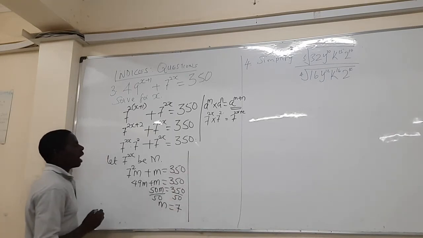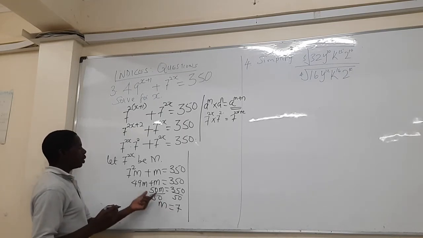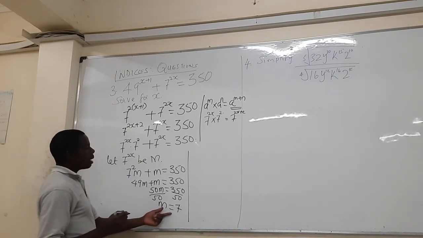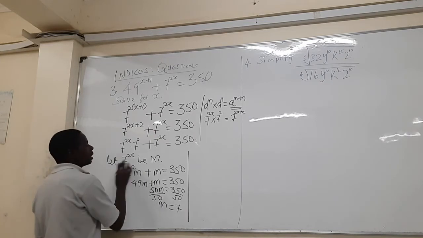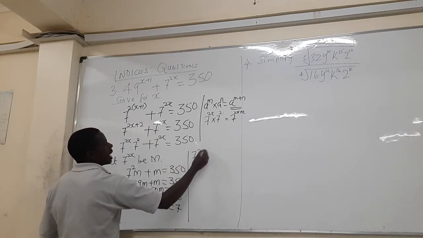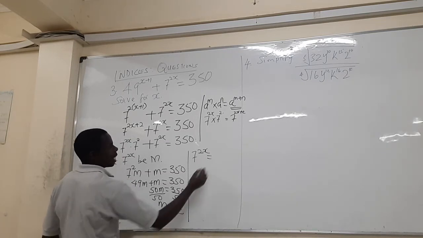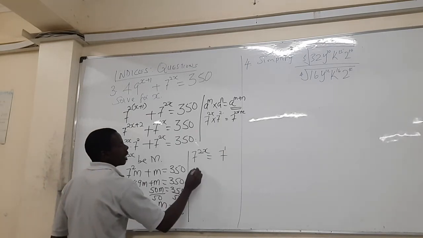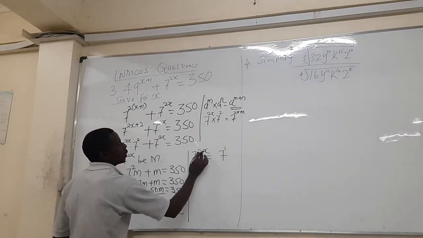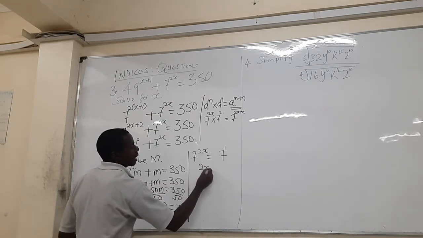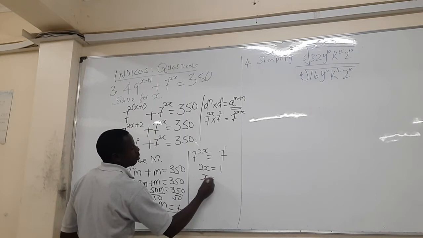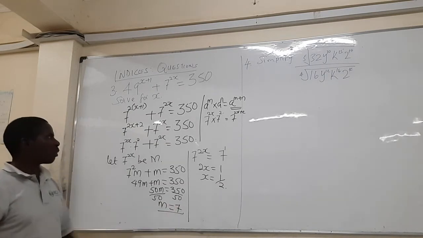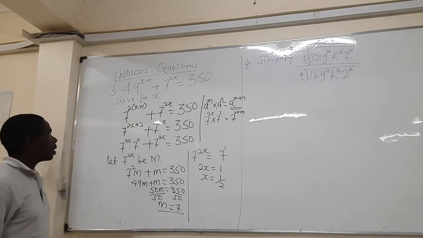So here we got m using a different approach to the same question. Now our m was 7 power 2x. So we replace that: 7 power 2x is equal to our m, which is 7, and of course 7 is just 7 to the power 1, meaning now that the bases are the same, so the powers are also the same. So 2x is equal to 1, and then we divide by 2 on both sides, so x is 1 over 2, simply a half. So that is another approach to solving that kind of question.